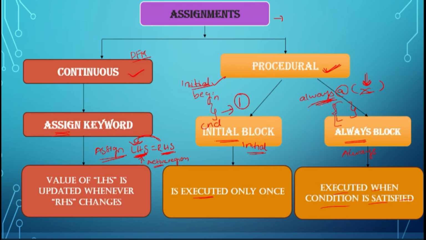In initial, there won't be any condition. Whatever statements you are writing within the initial block are executed once. Whereas in the always block, it will be followed by a condition, and until that condition is satisfied, the always block will be continuously executing. Clear? This is the difference between initial and always. Whereas the assign keyword is something you write, and it will be executed immediately in the active region.